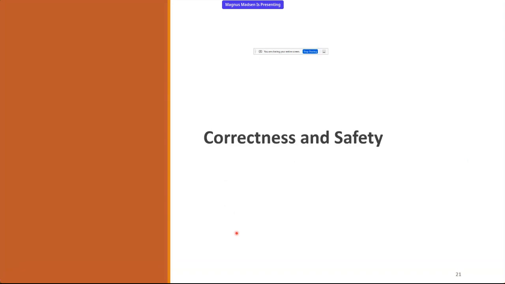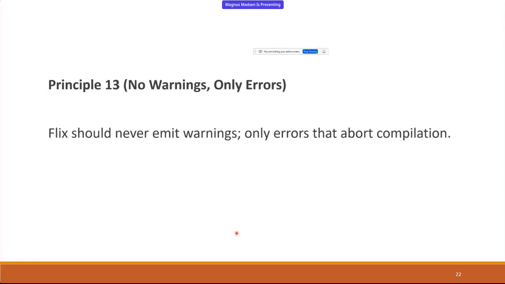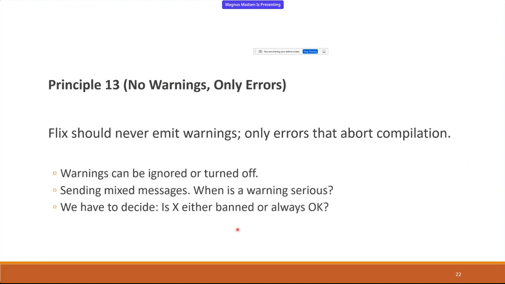Okay, let's talk a bit about correctness and safety, some of those principles. So one principle we have is that there should be no warnings, only errors. So this is actually a principle that Flix shares with Go. And the idea here is that warnings can be ignored or turned off, right? And so how can you know if a warning is really serious or not? And this is, I think, in my mind, really sending mixed messages. If you get warnings, how are you supposed to know what steps you should take now? Every time I use JavaScript and NPM, I'm told that many libraries have some vulnerabilities, but I have no idea if they impact me or not.